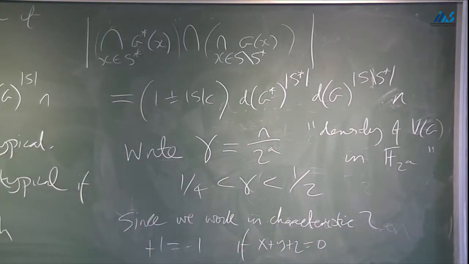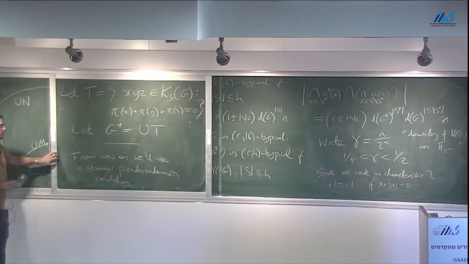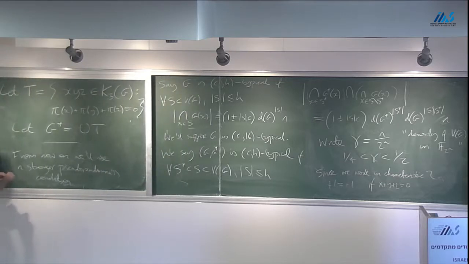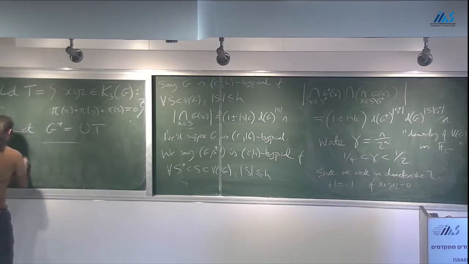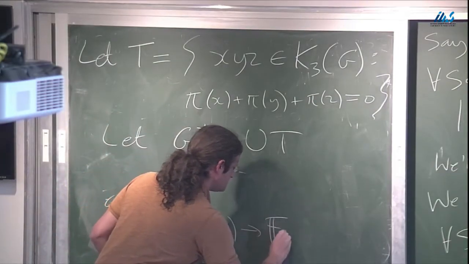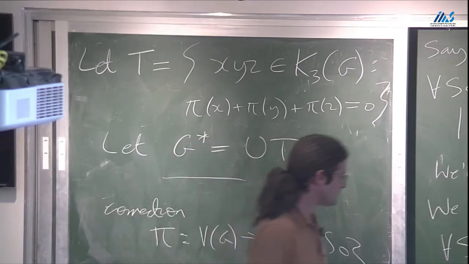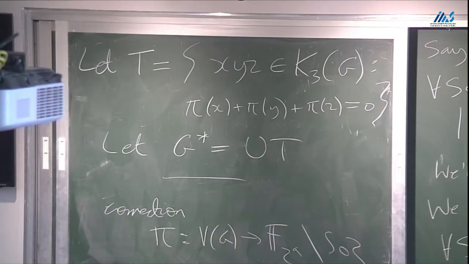You know what? I made a serious error. Not that serious, but I've already erased it. When I took the embedding, I wanted to take the embedding into F2 to the A excluding 0. So, correction: the image of pi. Right, I don't want to allow 0. Okay. So if x plus y plus z is equal to 0 and x, y, z are non-zero, then x, y, z are distinct.